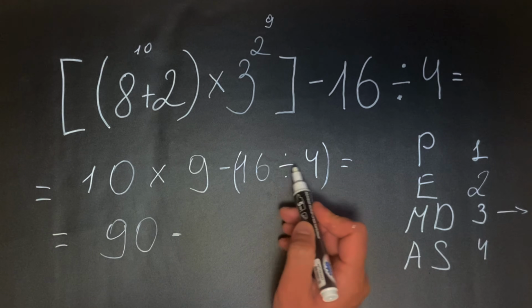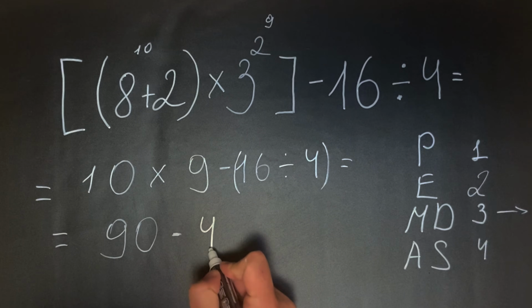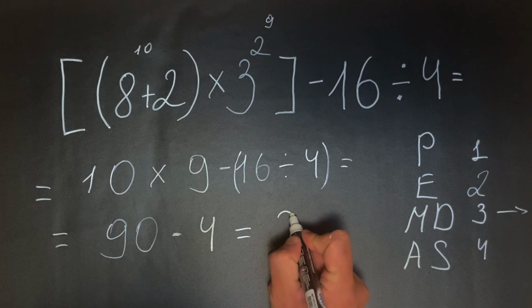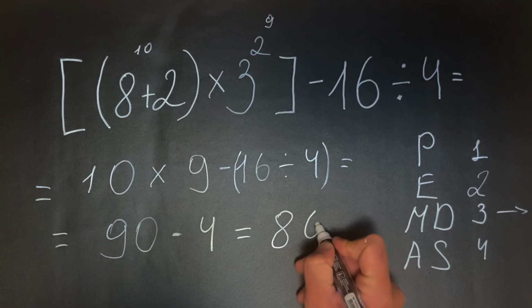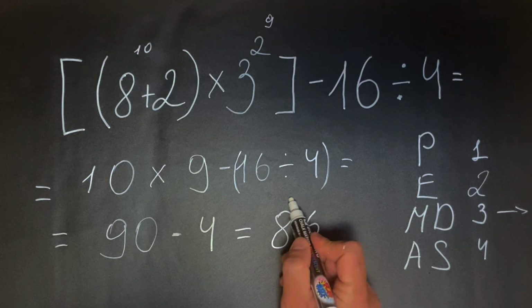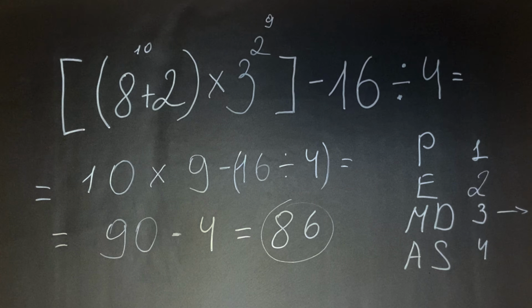So 16 divided by 4, we have 4, and the answer is 86. 90 minus 4 is 86. So this is the correct answer, guys.